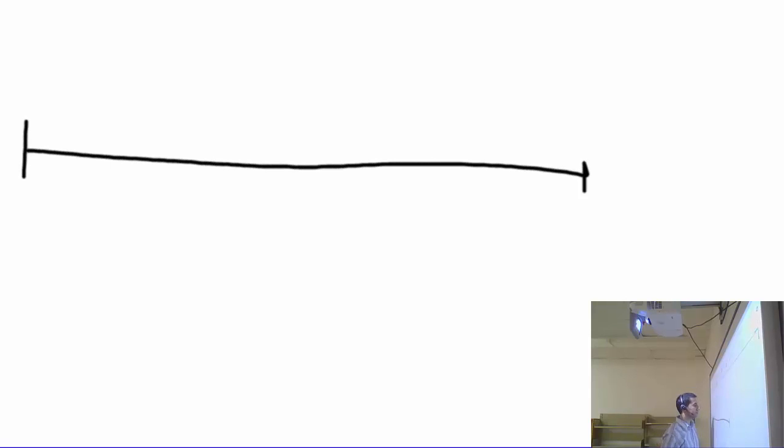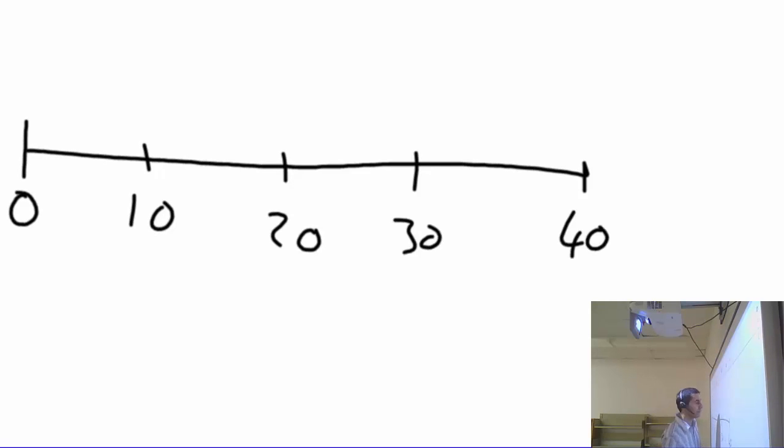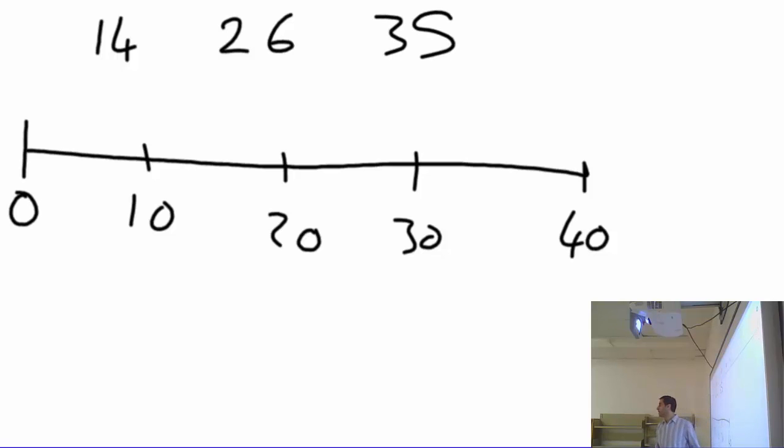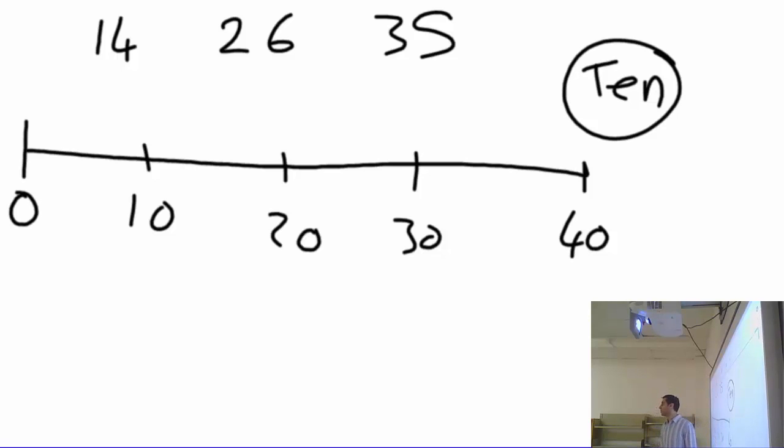Before we talk about rounding up, let's give a quick example. So this is 0, this is 10, this is 20, this is 30, that makes this one 40, and let's talk about 14, 26, and 35. In this example, I need you to round your number to the nearest 10. Nearest 10.